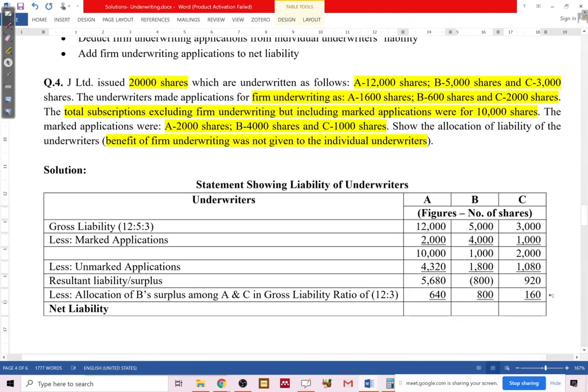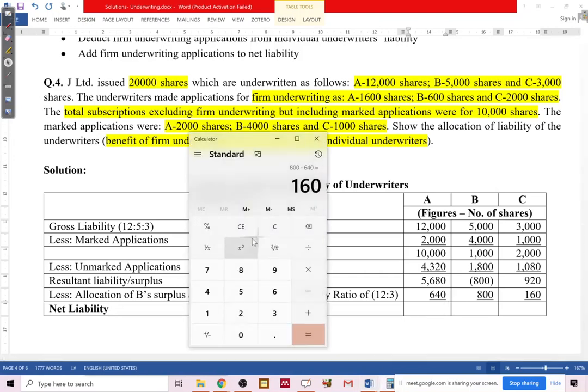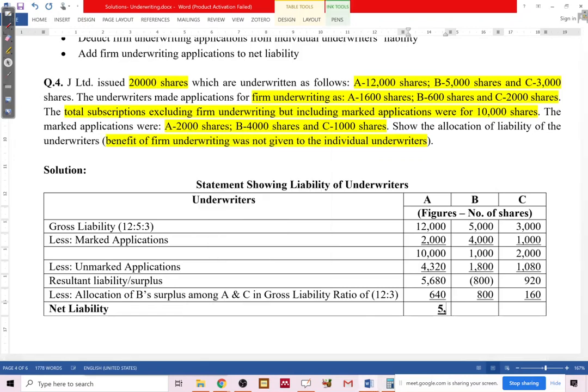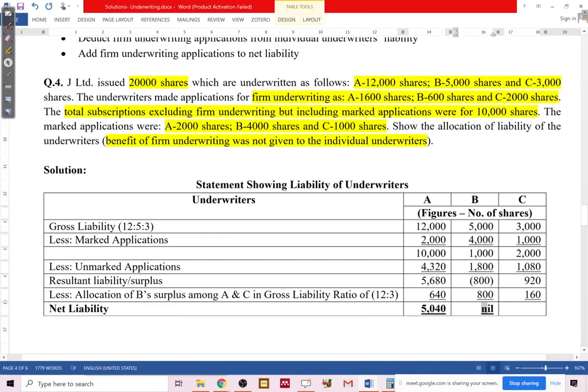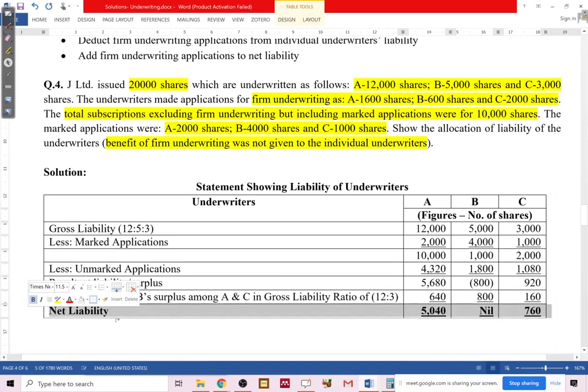Now let's see what we get here, whether we are getting a liability or we are still again getting a surplus. So 5680 minus 640 gives you 5040. Then this is gone, nil. Okay, and last one, 920 minus 160 gives you 760. Okay, now this problem doesn't end here.